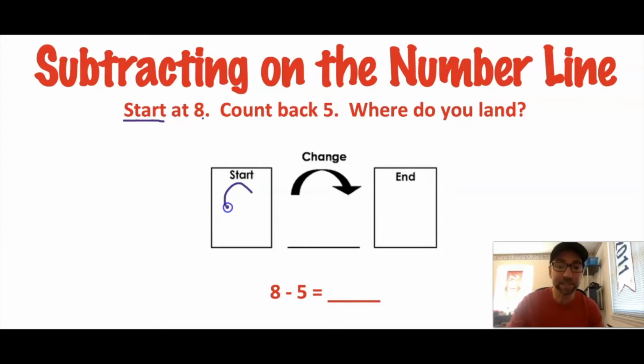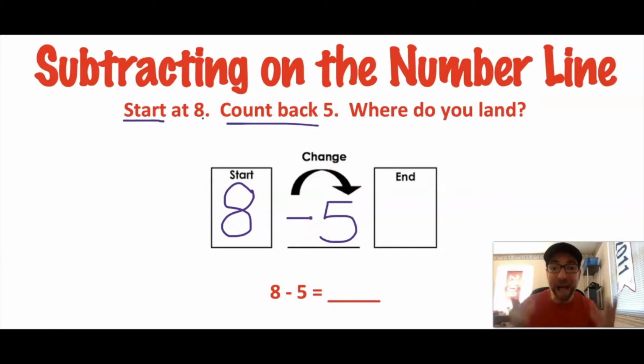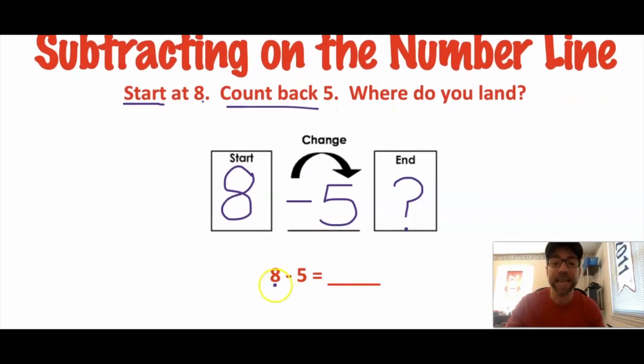Start at 8. Where are we going to put that 8? Well, it tells us we're starting at 8. So 8 goes in the start box. Count back 5. Oh, so whenever we count up or count back, that's our change. But because we're counting back, it's going to be subtraction. Minus. Where do you land? We don't know where we're going to end up at. So we put the question mark. That makes our number model 8 minus 5 equals. But we know how to do this on our number line.